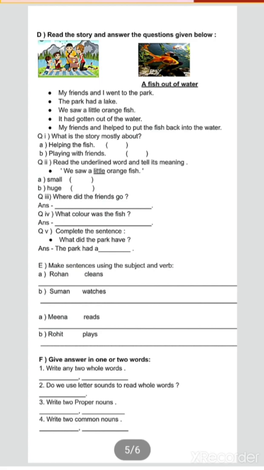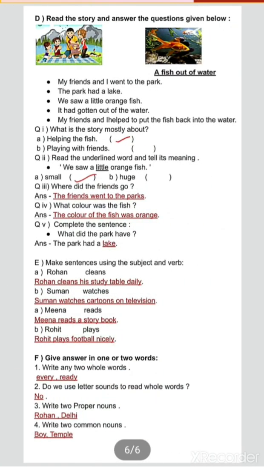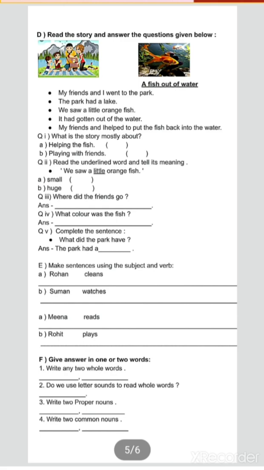Let's do the question answers related to this story. The first question is, what is the story mostly about? You have read the story, what do you think? Is this story mostly about helping the fish or playing with the friends? The story is mostly about helping the fish, because the friends saw a fish, then they thought of helping the fish. So we will tick helping the fish. Let's see the next question.